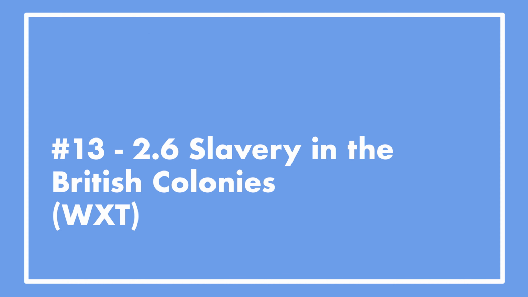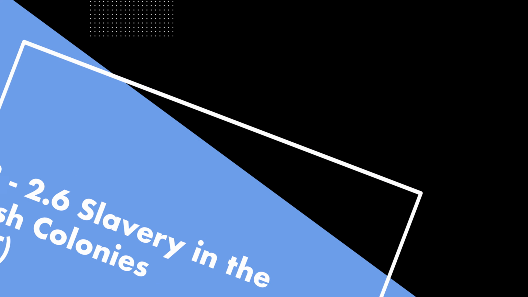This is number 13, topic 2.6, Slavery in the British Colonies. The theme here is work, exchange, and technology. This will cover the labor systems that were used in the colonies and how they affected society overall.